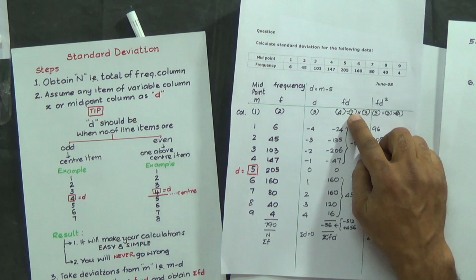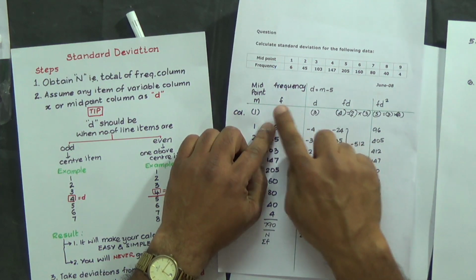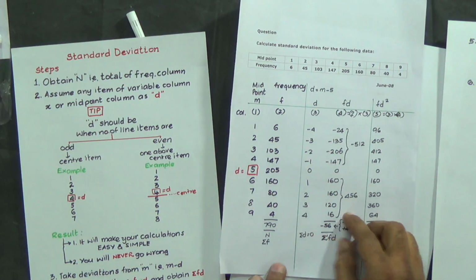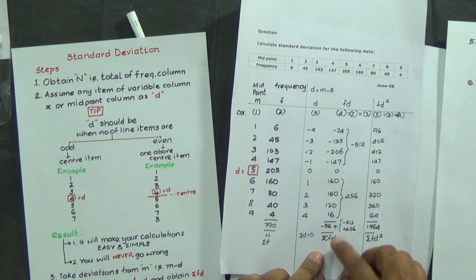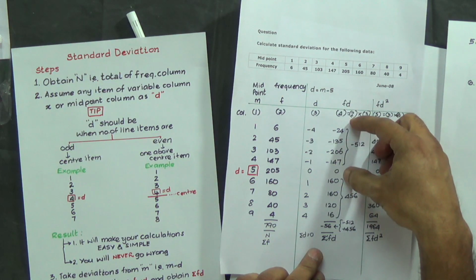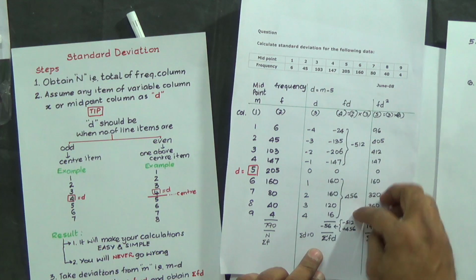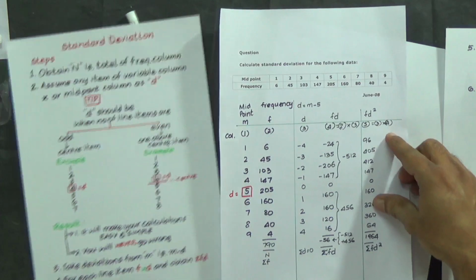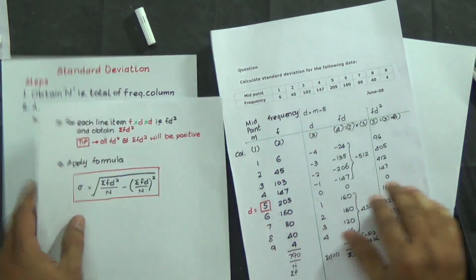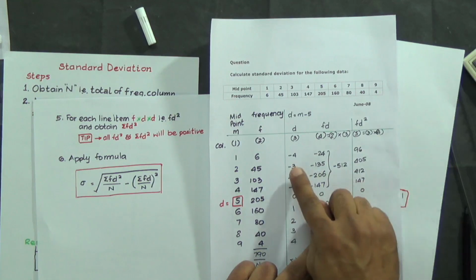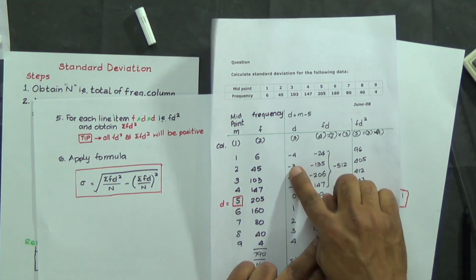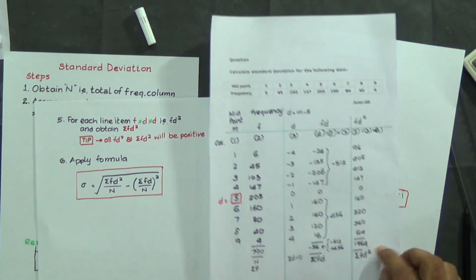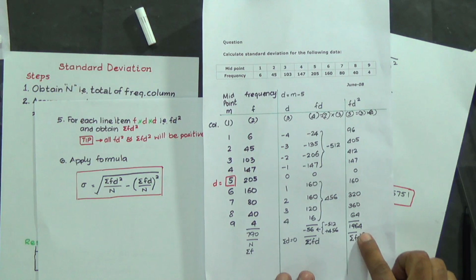Then fd column, that is multiplication of column 2 into column 3, f into d. We got 6 into minus 4. Similarly, the whole column is done. We get a total of sigma fd, the column is total positives, negatives added together once, positives added together once, total minus 56. Then fd squared, the fifth step, sigma fd squared, that is column 3 into column 4, 4 into 24, both of them minus, it becomes positive 96. Similarly, we got this. Total of sigma fd squared is 1964.